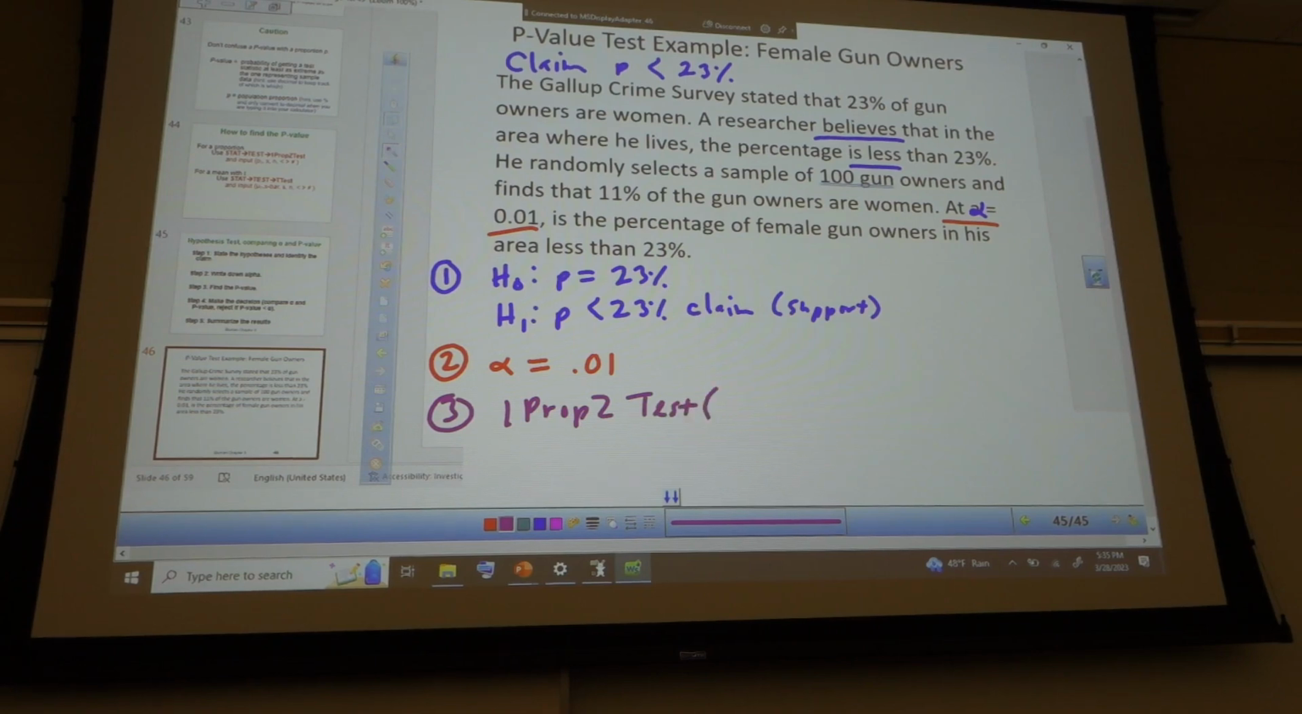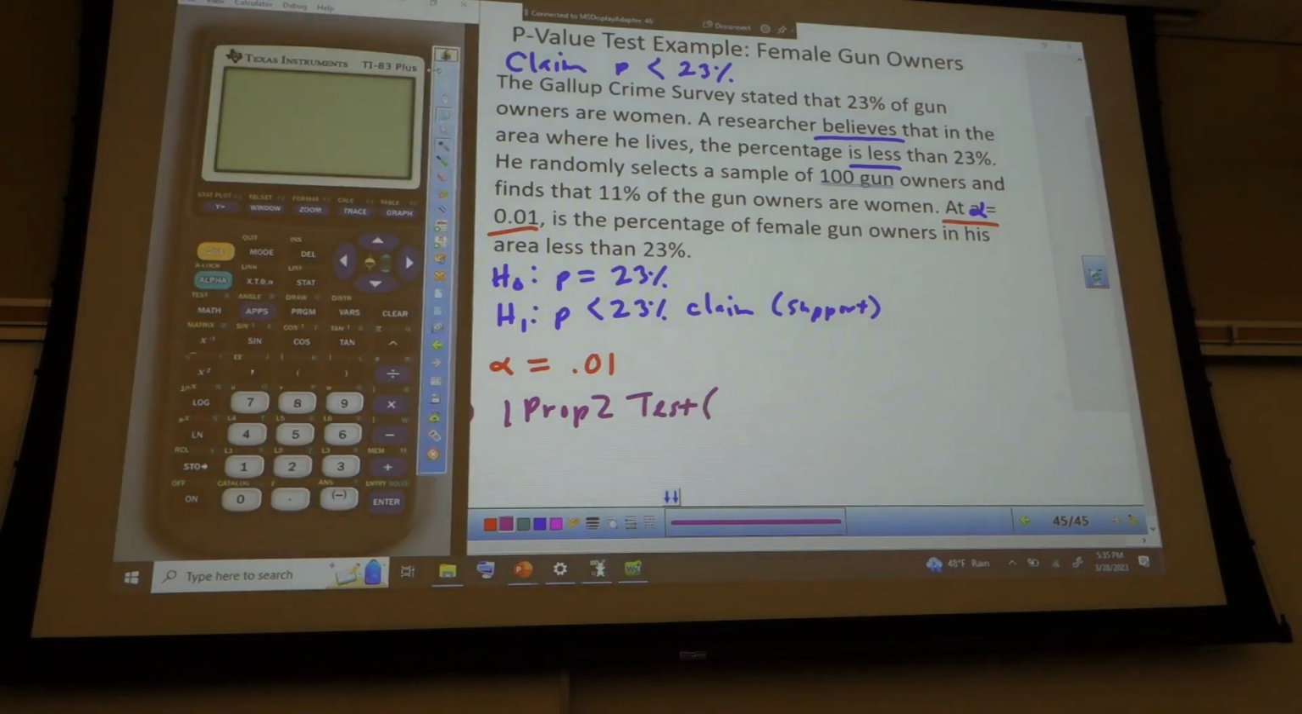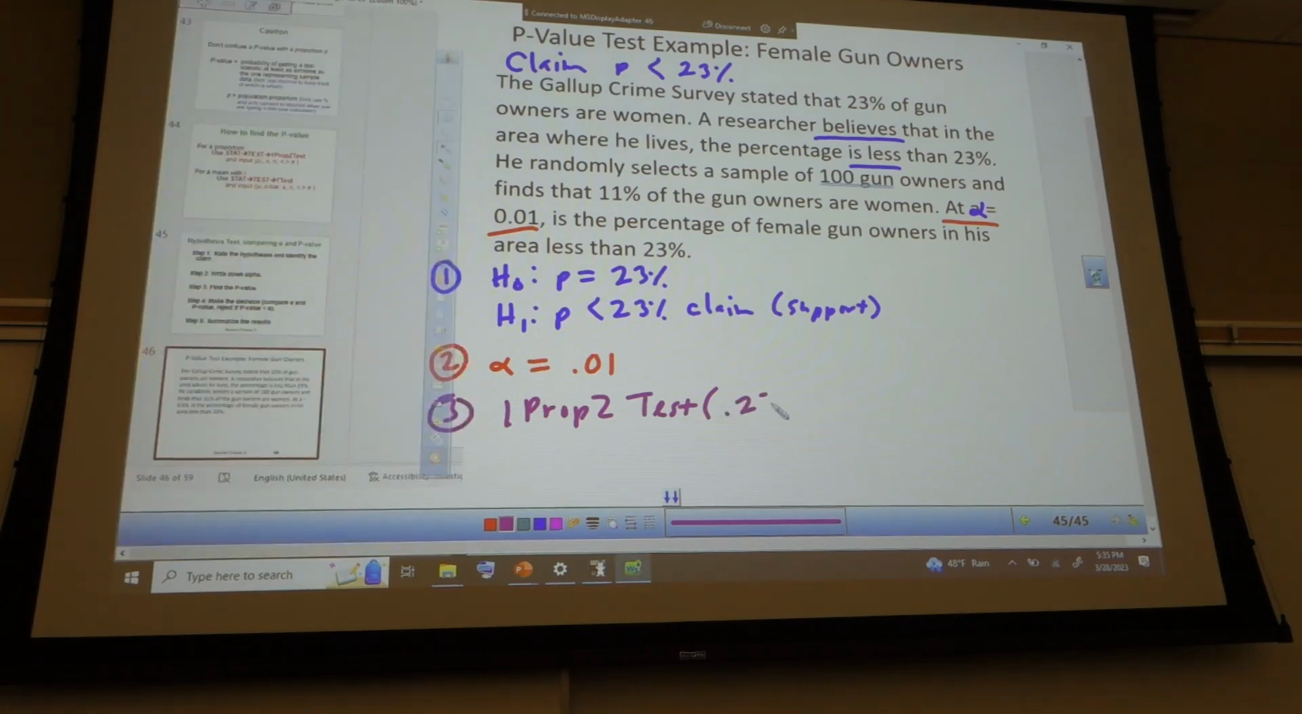And let's see what I'm going to put in there. What does it ask me for? It's asking for p naught, which is 0.23. Then asking for my x. Oh, I don't know my x. Aha. So I've got to find my x. 11% out of 100 are women. So my x is equal to 11%, 0.11 times 100. So that's just 11. Yep. So 0.23 comma 11 comma my n, which is 100.